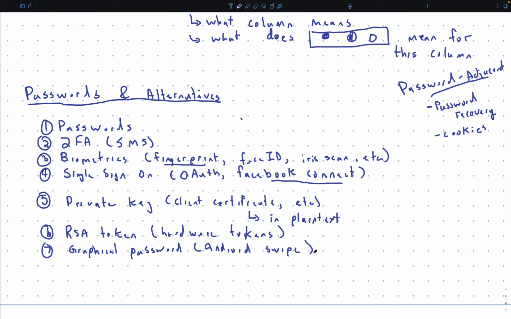People have done experiments, it never really broke out of academia, where they would show you a grid, like a picture that had a kind of grid, and you would click on things, and if you remember what you clicked on, then you could come back and click on the same things and that would be your password instead. And sometimes it's used in the password adjacent sort of column.